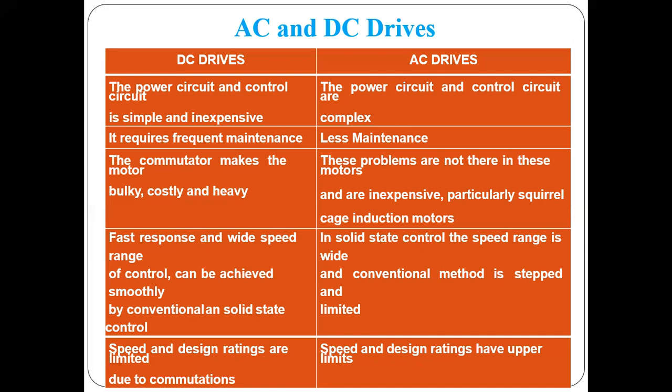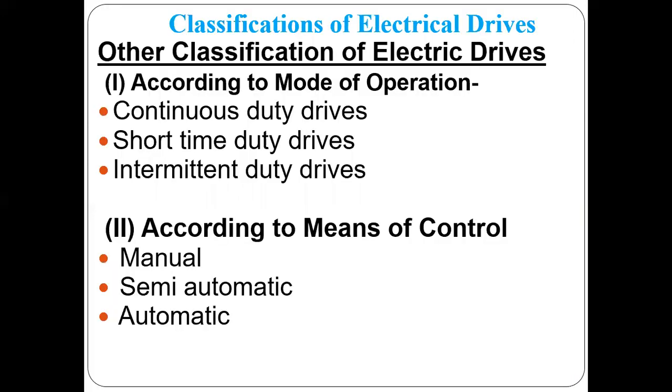Next, the last comparison between the DC drive and AC drive. In the case of DC drive, the speed and design ratings are very limited due to the commutation. But in the AC drive, the speed and design ratings have upper limits. So these are the basic comparisons between the general electrical drives, AC drive and DC drive.